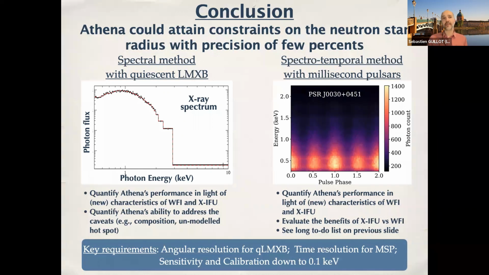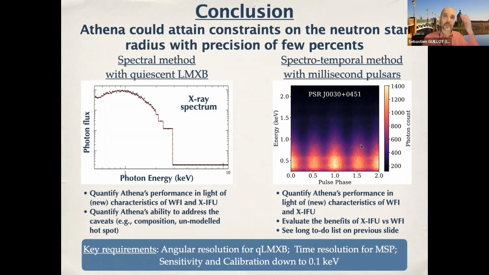One point that I want to make is that the key requirement for QLMXB, so for the method on the left, would be the angular resolution of Athena. For millisecond pulsars, the key requirement would be the time resolution. For both, a lower sensitivity than currently planned can be compensated by a longer exposure time, because those two types of sources are extremely stable. So we just need to accumulate more time. They're not time variable, other than the pulse phase, but on the long time scale they're very stable. So we can compensate with longer exposure time.